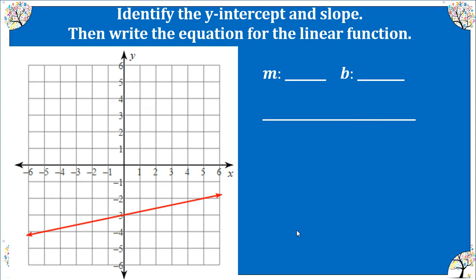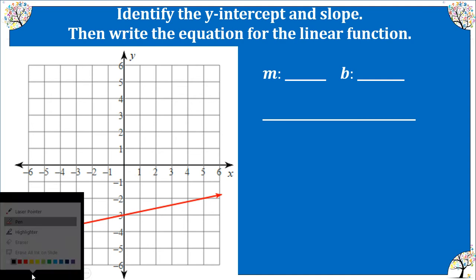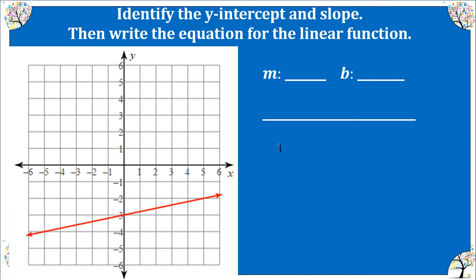Okay, in this part of our lesson, we are going to be given our linear function and we are going to write it in slope-intercept form. And all we just simply need is to identify the slope and then identify the y-intercept. So our y-intercept is 0, -3. That's here.